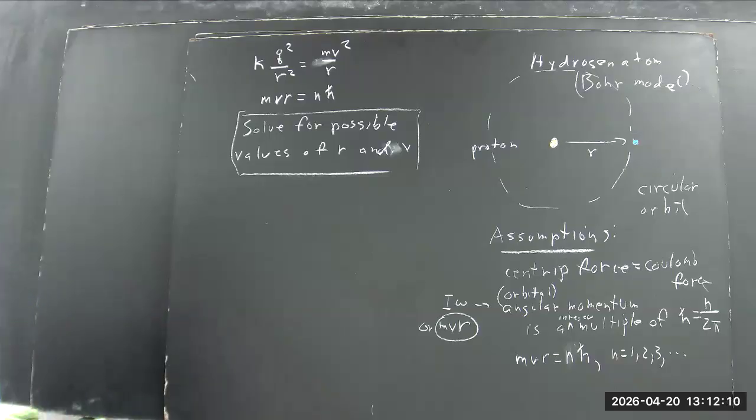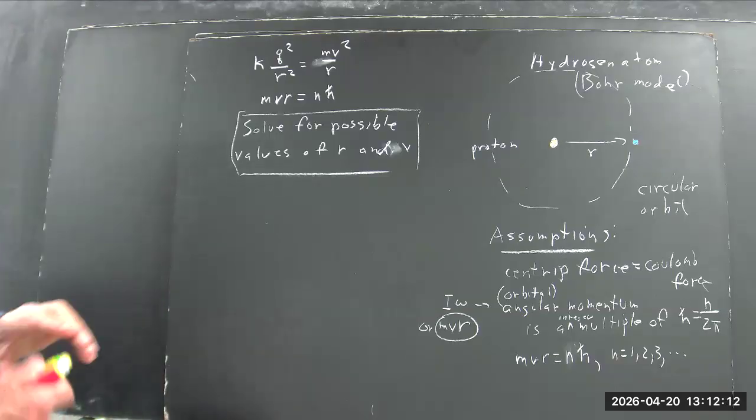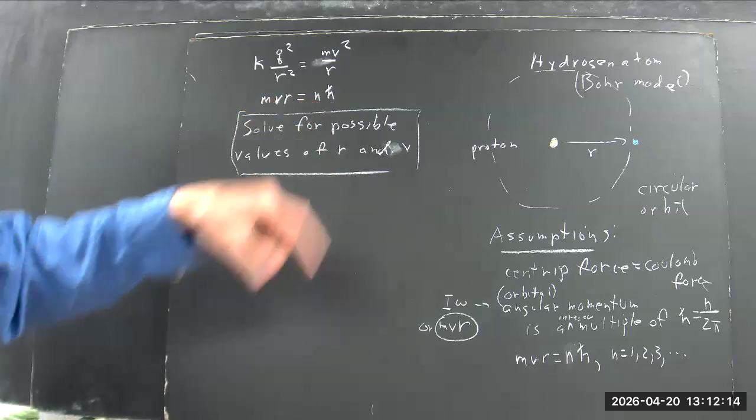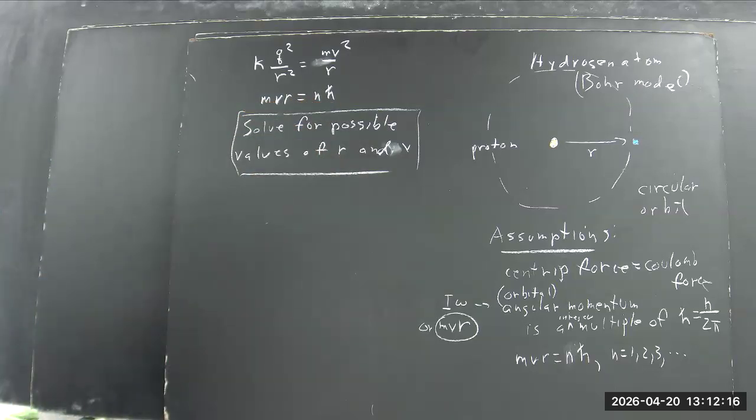You get V as a function of R, but you're always going to have that n h-bar there in the result, and you could go through the details. I'm not going to write out the details, they're straightforward. Okay.